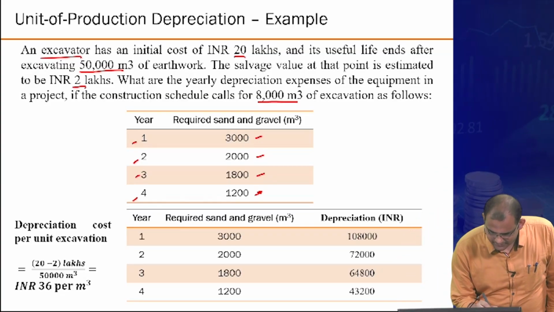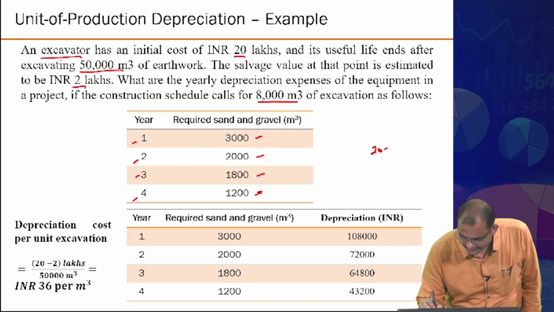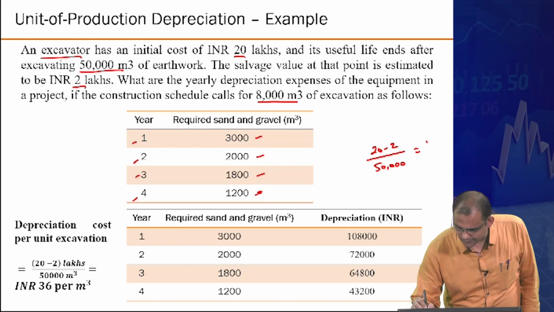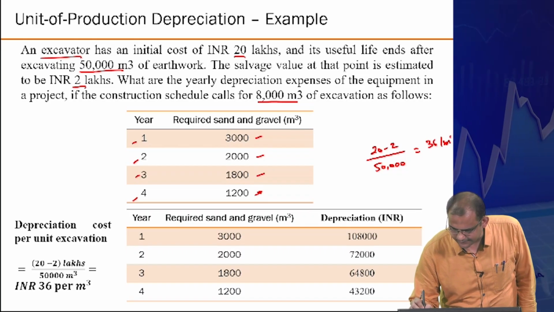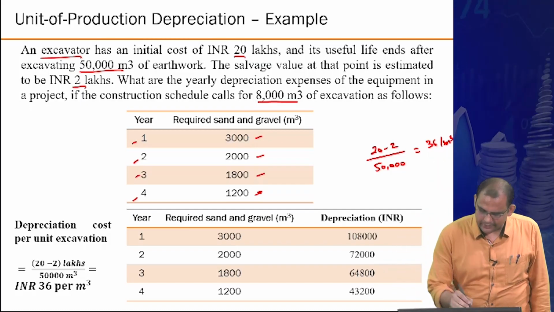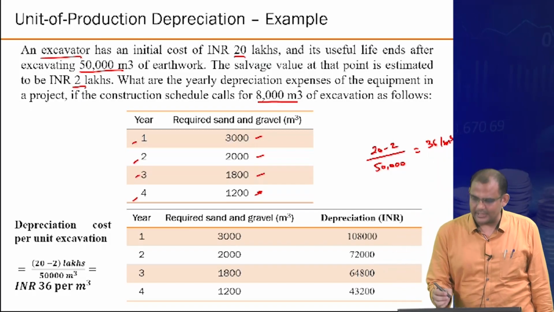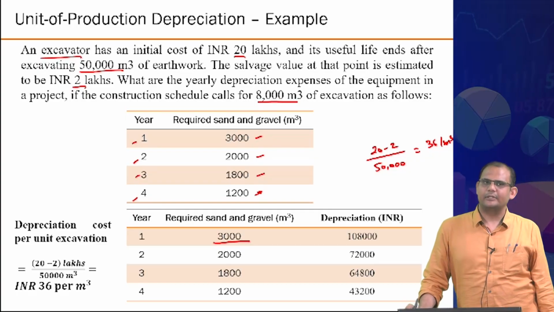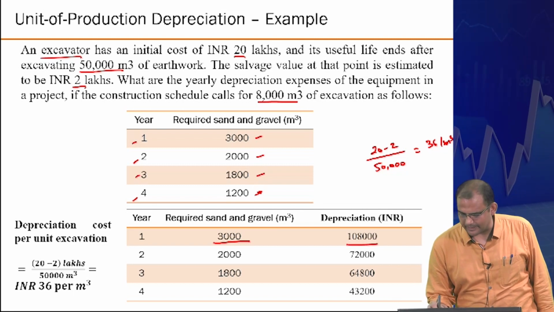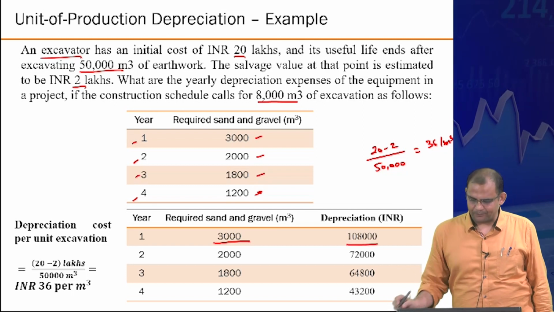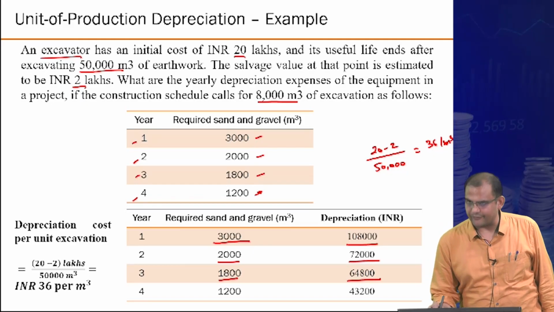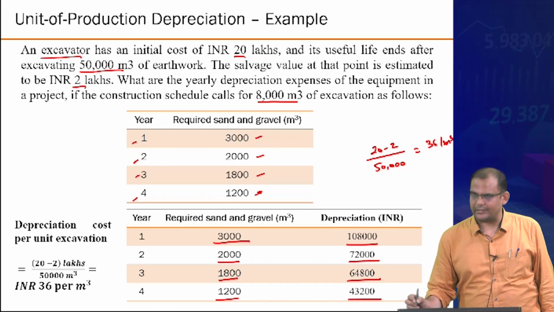Simple. The total depreciation allowed is what? 20 minus 2 over 50,000 cubic meters. So this is coming out to be 36 rupees per cubic meter of earthwork. Unit charge you have gotten. Now in year 1 in this particular project, the total requirement is what? 3,000 cubic meter. So the total depreciation amount will be 3,000 multiplied by 36. Then 2,000 cubic meter multiplied by 36 is 72,000, 1,800 gives 64,000, 1,200 gives 43,200.